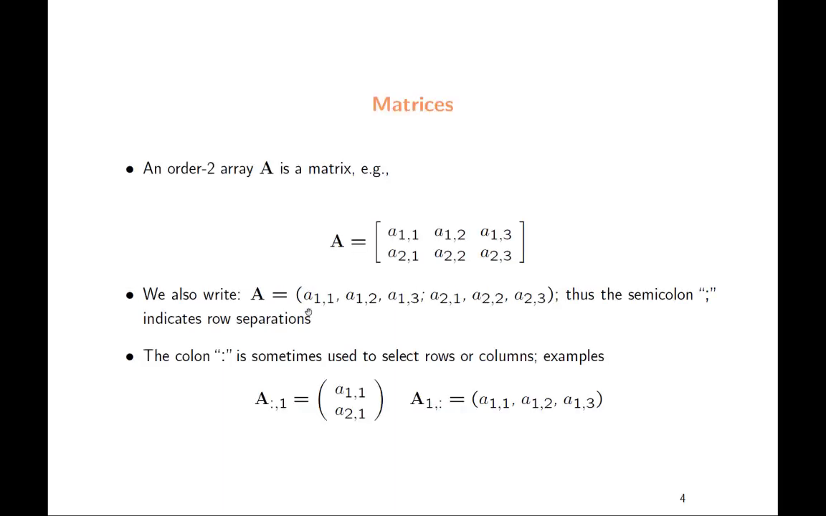An order 2 array A is a matrix written in this way. So we have in this case 6 components: A11, A12, A13, A21, A22, A23. So the first index indicates the row and the second one the column. Sometimes we also write it in this linear form: A11, A12, A13, and then a semicolon for the start of a new row: A21, A22, A23. And so we use the semicolon.